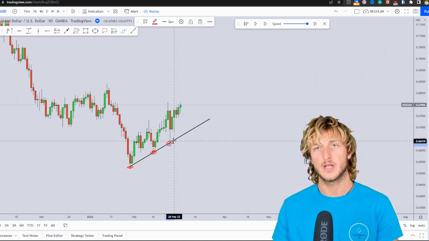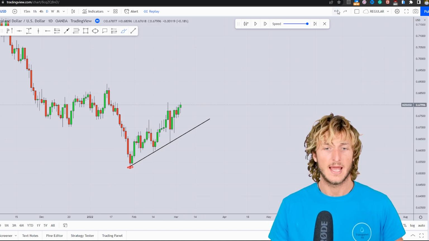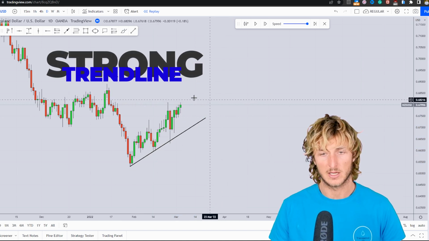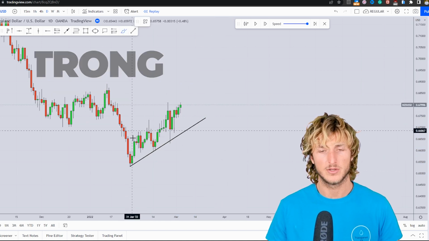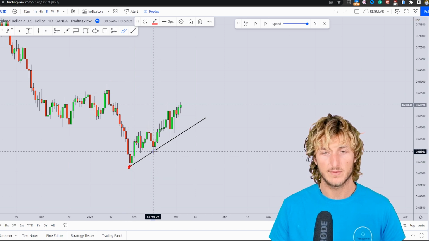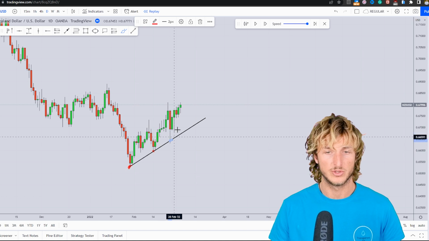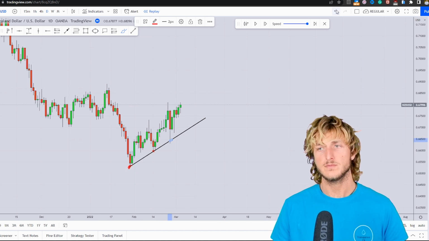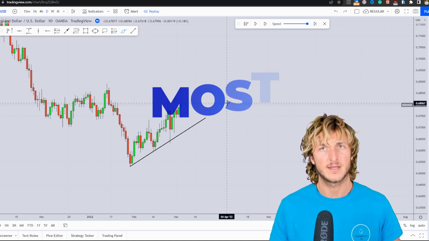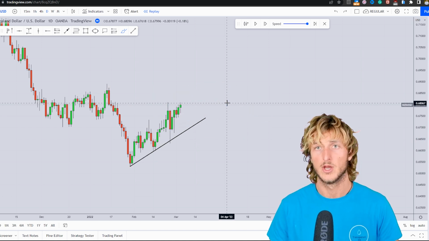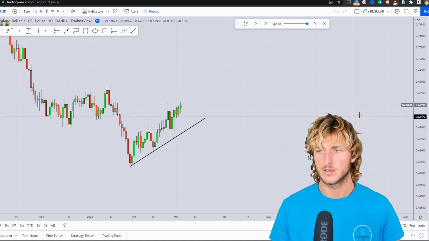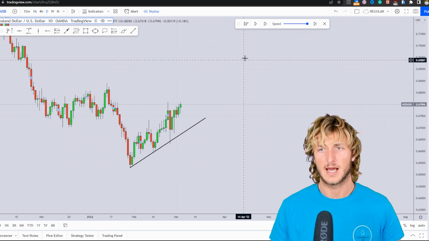Now that you have 3 touches of this trend line, at that point, you can consider this a strong trend line, okay? And many people will tell you to just put it on the lowest level here, the lowest level here, and then the third one will just follow. Now, this can be accurate in many cases, but it is not the most accurate way of drawing a trend line. And we can see this clearly by looking at how the market behaves.